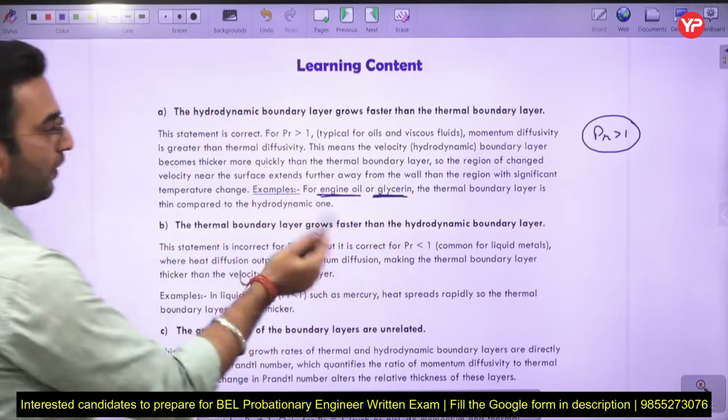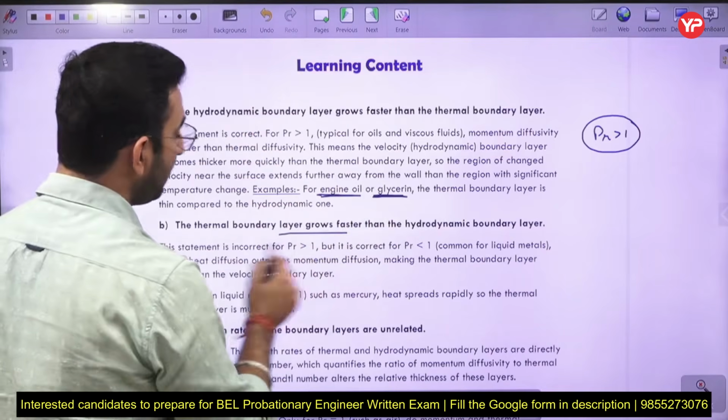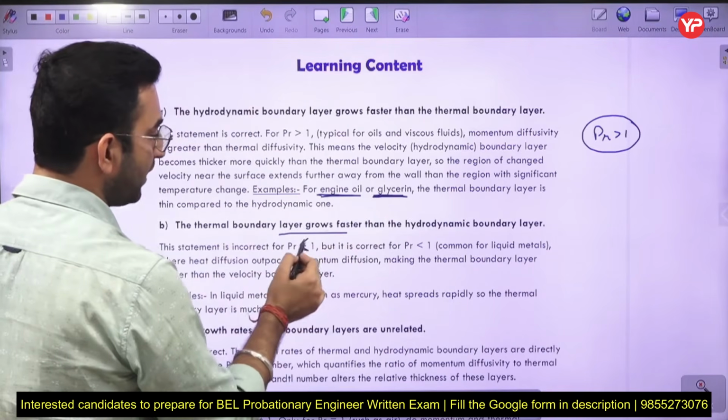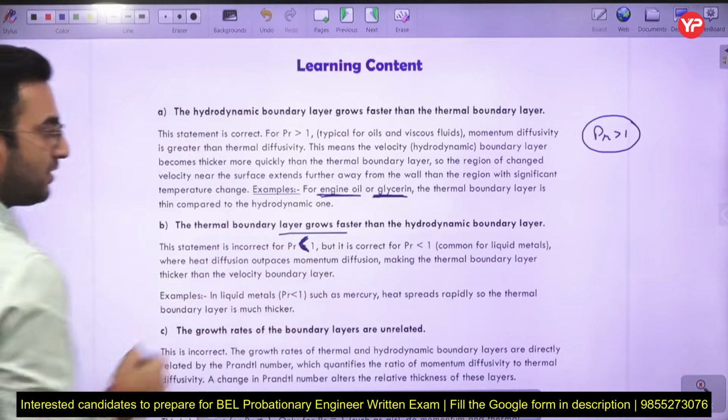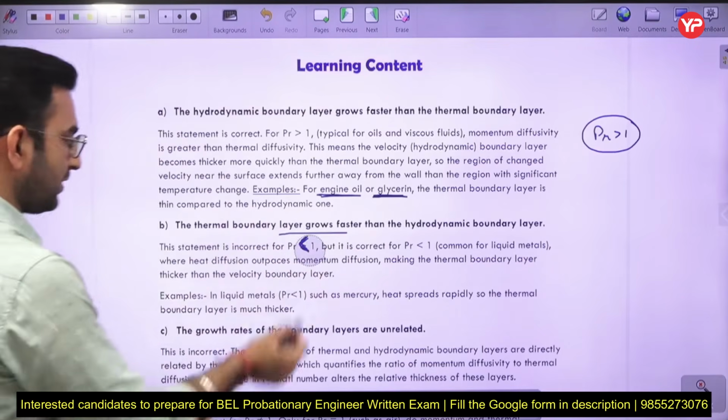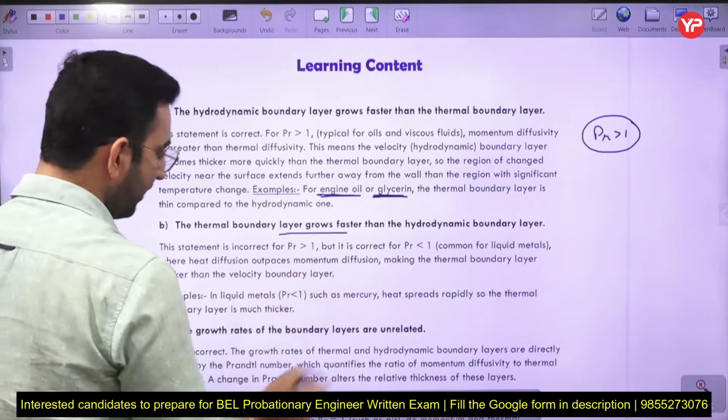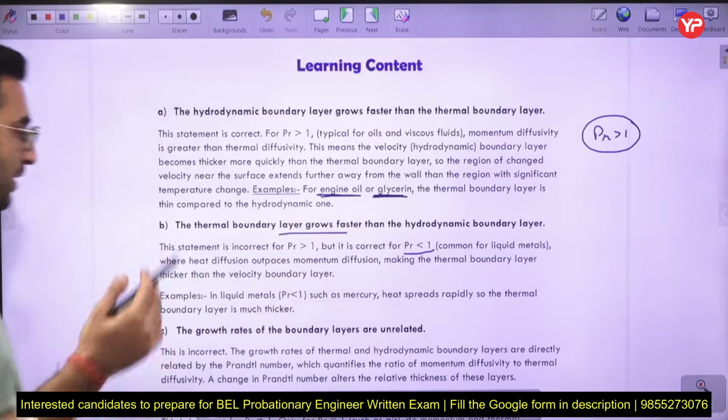And in the case of a Prandtl number less than 1, Prandtl number less than 1 here. What is the practical example here?